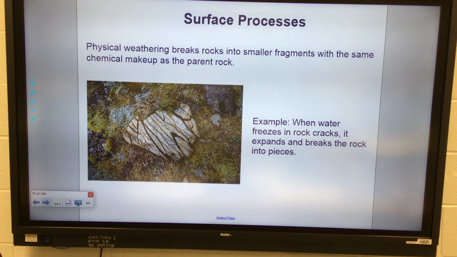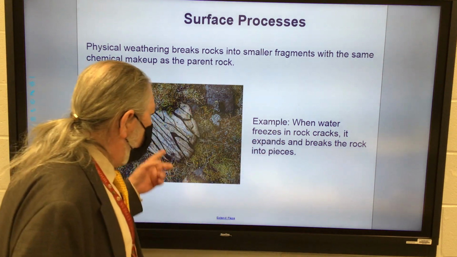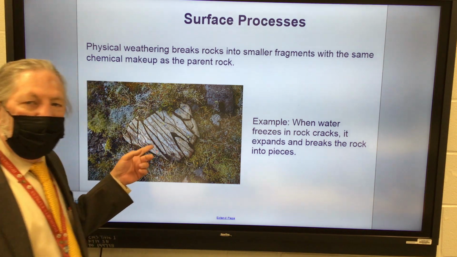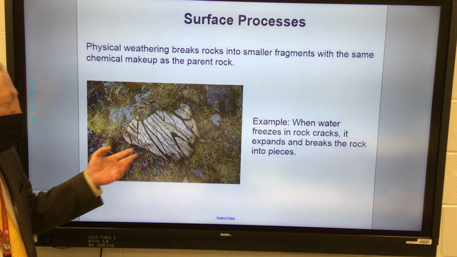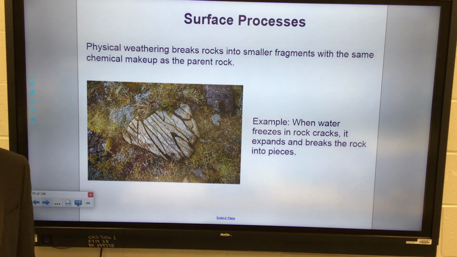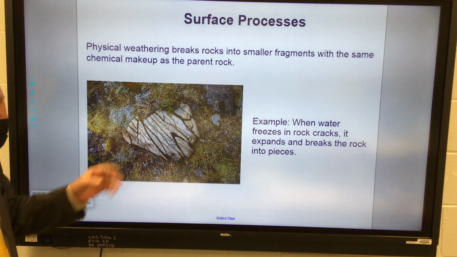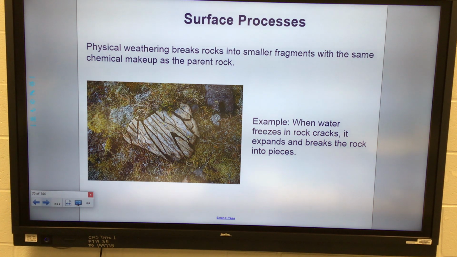So physical weathering breaks rocks into smaller fragments with the same chemical makeup as the parent rock. So how did this happen here? When water freezes in rock cracks, it expands and breaks a rock into pieces. That's probably what happened here. And you can see that over a 1 million year period. That'd be just so cool to walk up to a piece of rock like that, because you know it's been laying there for millions of years, and it hasn't gone anywhere, but it's had water inside the cracks there. Water freezes and expands, and it's moving them apart, right? Is that cool or what?